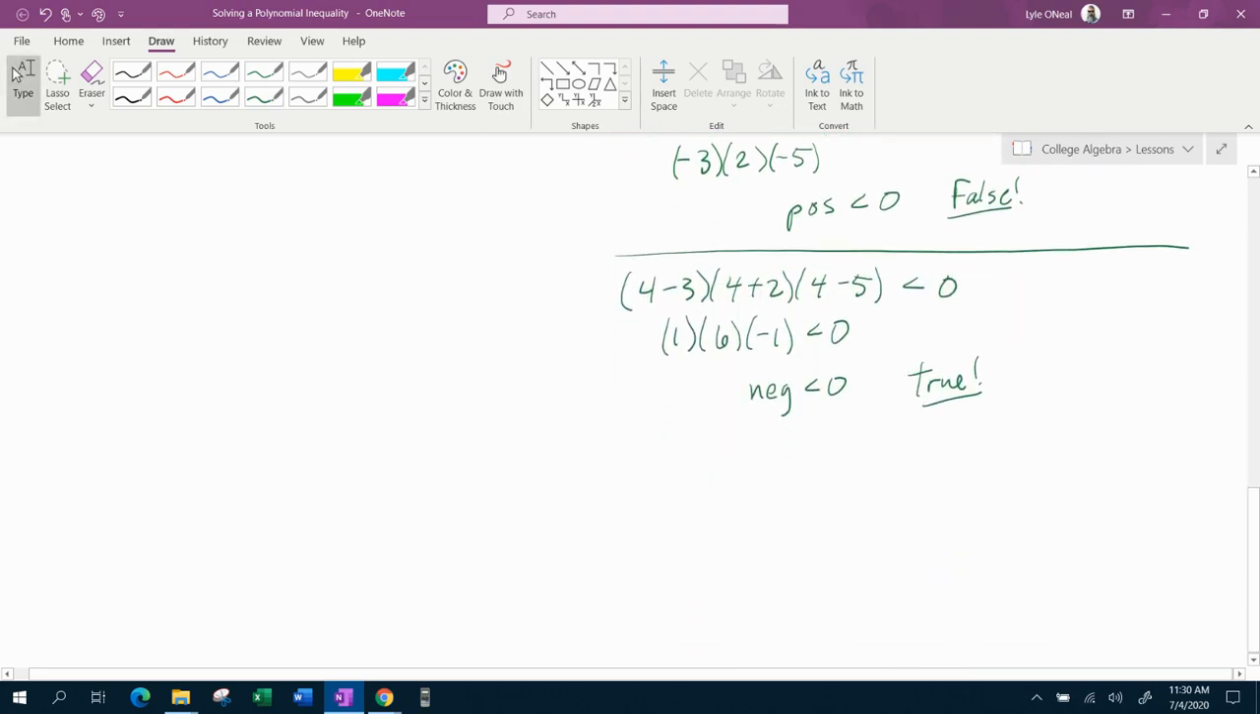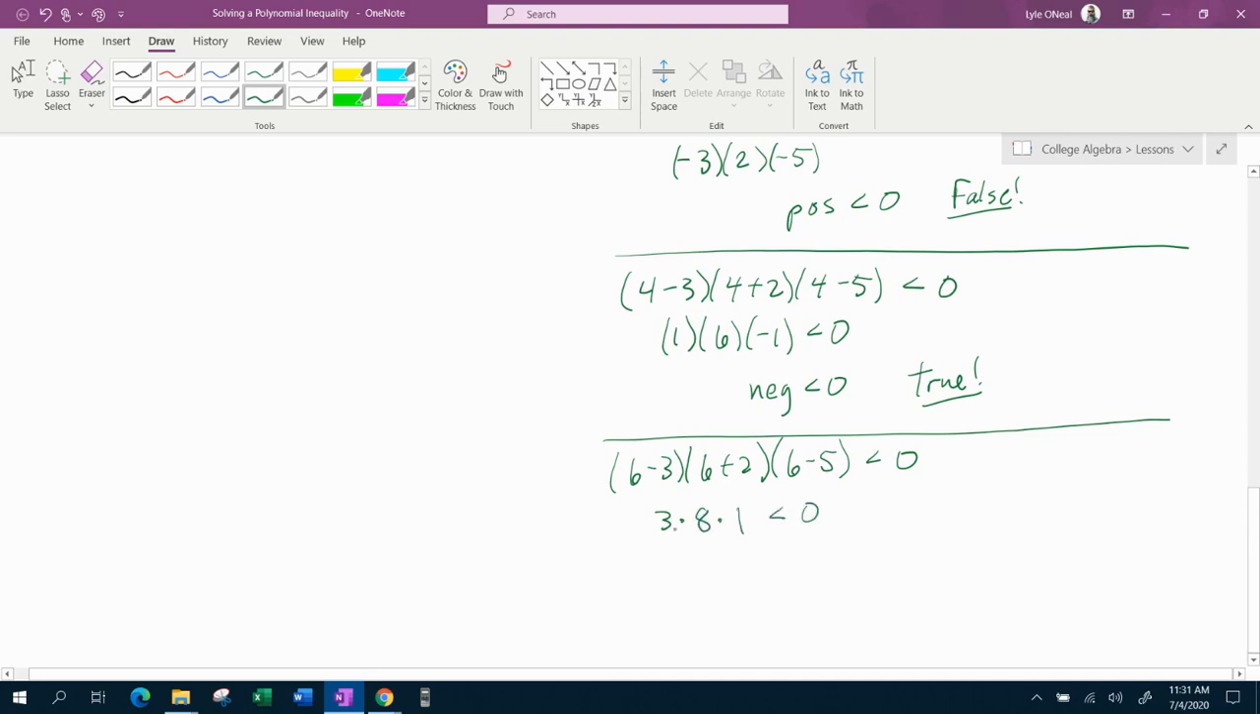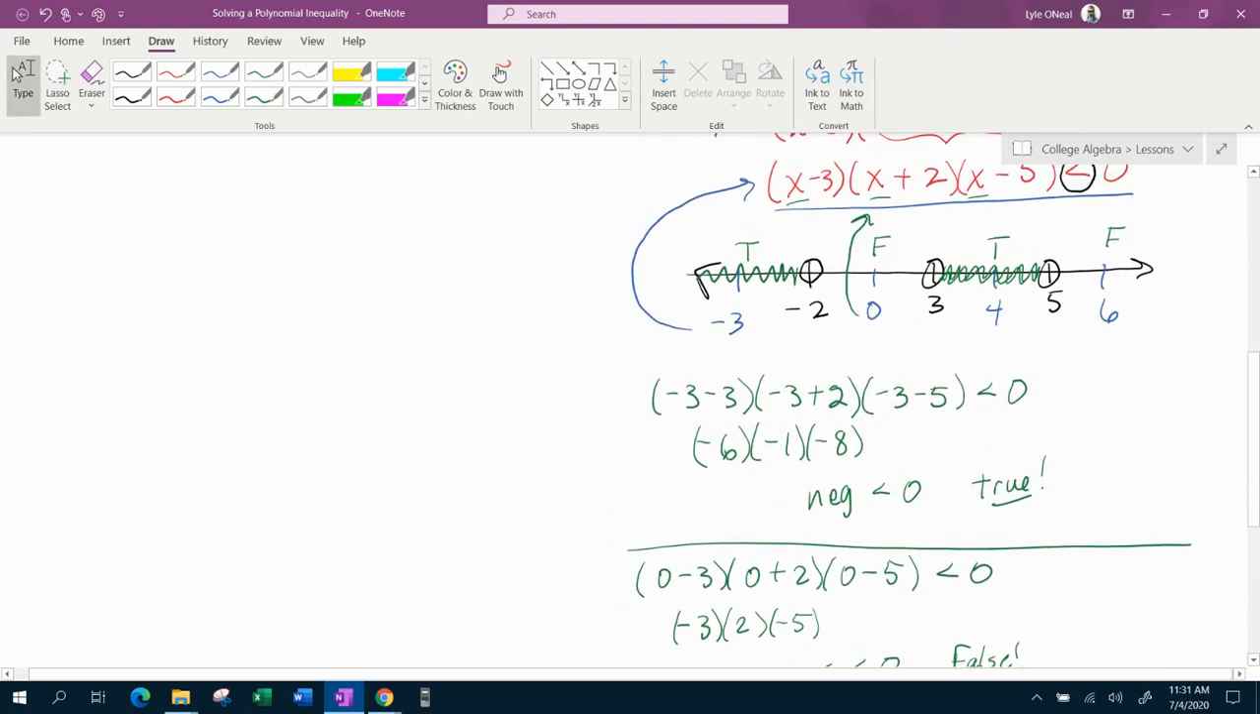And one more number to check. Our next test point is 6. 6 minus 3, 6 plus 2, 6 minus 5. Is that less than 0? That's going to be 3 times 6 plus 2, which is 8. 6 minus 5 is 1. 3 times 8, that's 24. Is 24 less than 0? No, 24 is not less than 0. That is false, so that is not part of the solution set.